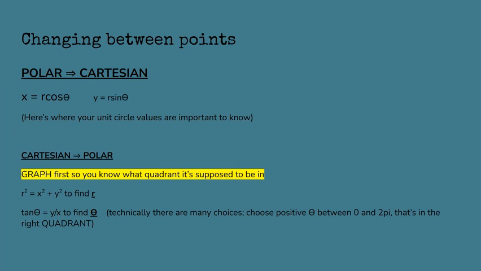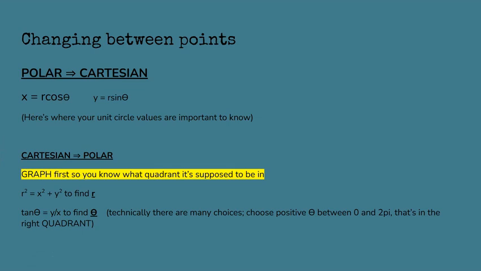So that's what you can use for that. And then to go the other way, the thing you're going to want to do first is graph the X and Y point, so you at least know what quadrant it's in. And then use this equation, r squared equals x squared plus y squared, to find r.